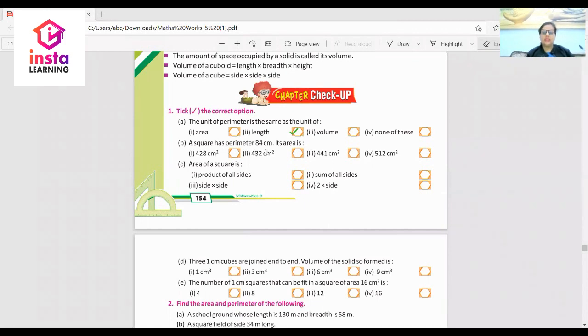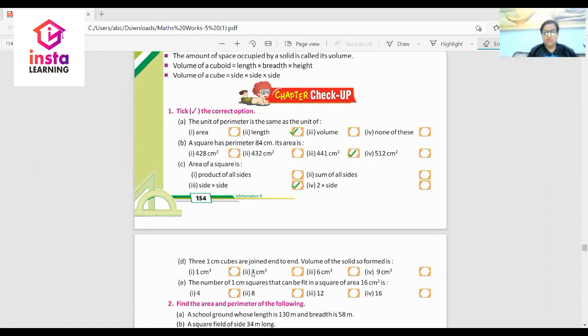A square has perimeter 84 centimeter. Its area is? If you know that perimeter is equal to side into 4, it is multiplied. Now what we are going to do? We are going to divide. So the answer here will come 21. And then if we multiply 21 into 21, we will get our answer for the area also. So 21 into 21 is 441 centimeters square. Area of a square is side into side.